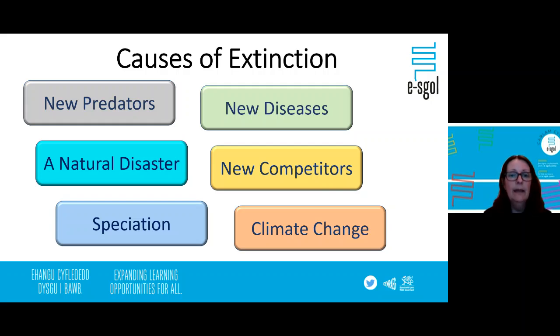And then finally, speciation. So as species drift away, and if, for example, there's a mutation and different species form, then again, this means that the previous species, if you like, becomes extinct and is no longer able to be supported in a particular habitat or environment.